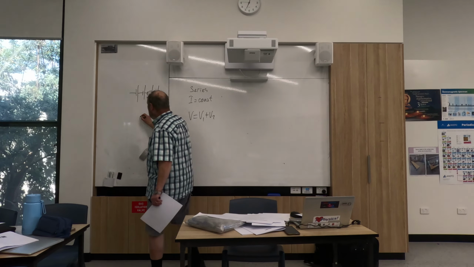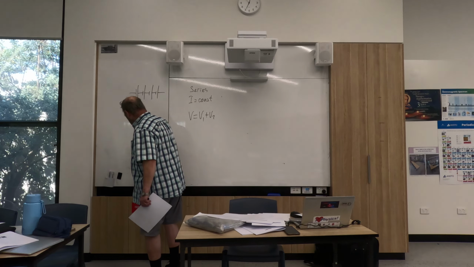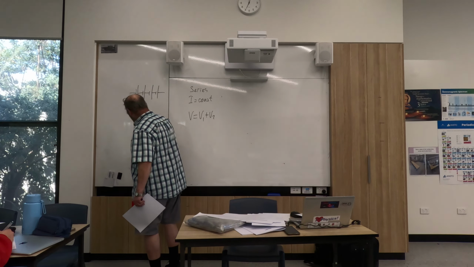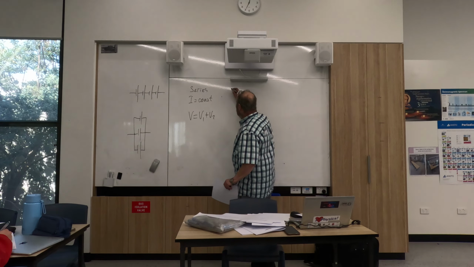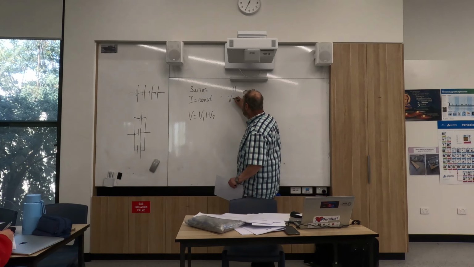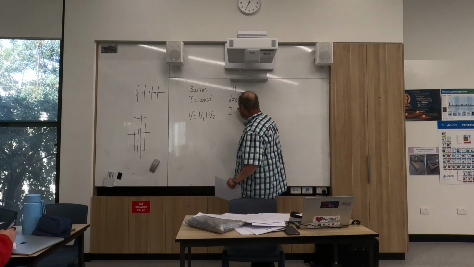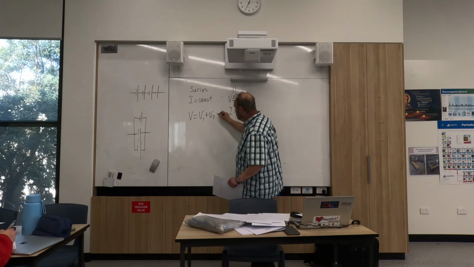A parallel connection is when we connect like this. This is a parallel connection of the cells. Those are cells. In parallel, we have voltage constant, current is added: I1 plus I2, plus and so on.